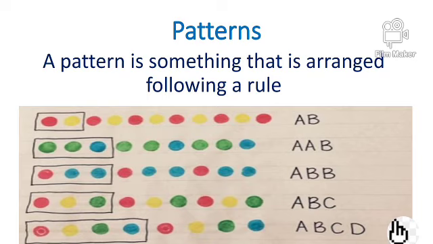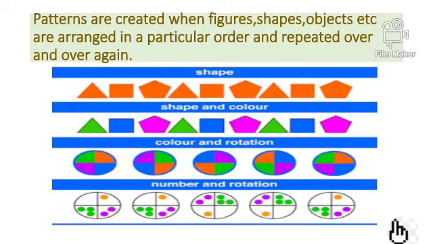A pattern is something that is arranged following a rule. It is an orderly change from one to another that is pleasing to the eye. It is arranging things according to a plan so that everything falls into place. Patterns are created when figures, shapes, objects are arranged in a particular order and repeated over and over again.